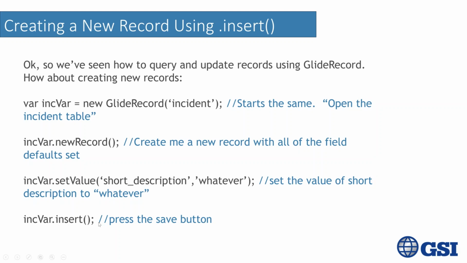insvar.insert. Right? So go over this again: open up the incident table, bring me up a new record with all the defaults, set short description to whatever, and then insert. So there's no need for a while statement or an if or anything like that. We're just creating a new record. And if there are other fields that we want to set with different values, we can just chain these together and have multiple insvar.setValue, insvar.setValue, insvar.setValue. And at the very end, we put in a .insert to create a new record.